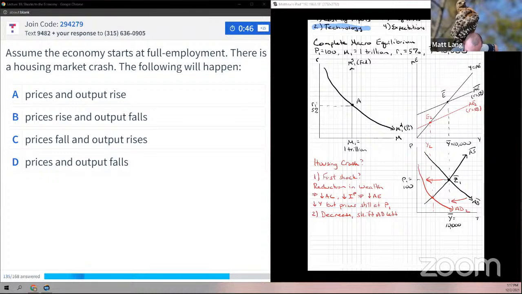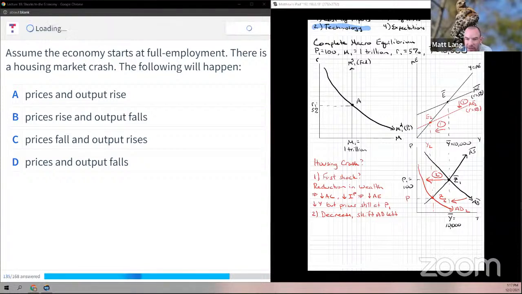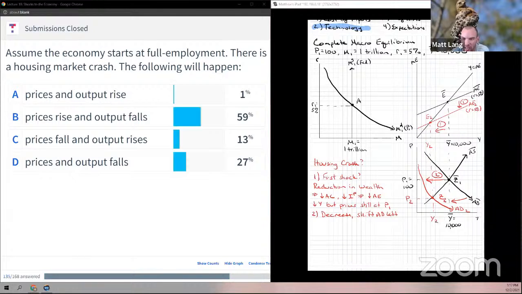So we go from Z1 to Z2, and we see that equilibrium price go from P1 to P2, and we see Y go from Y1, Y bar to Y2, right? And so what's the final outcome that we get? We get a reduction in prices and a reduction in output. We see that right here with point B.